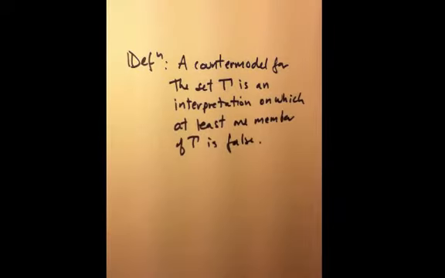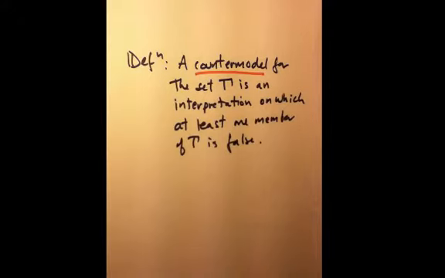A counter model is an interpretation on which at least one member of the given set is false. Now, in the case where we are looking at a set that has only one sentence, the existence of a counter model basically tells us that that sentence is not a tautology, because there exists at least one interpretation on which it is false.